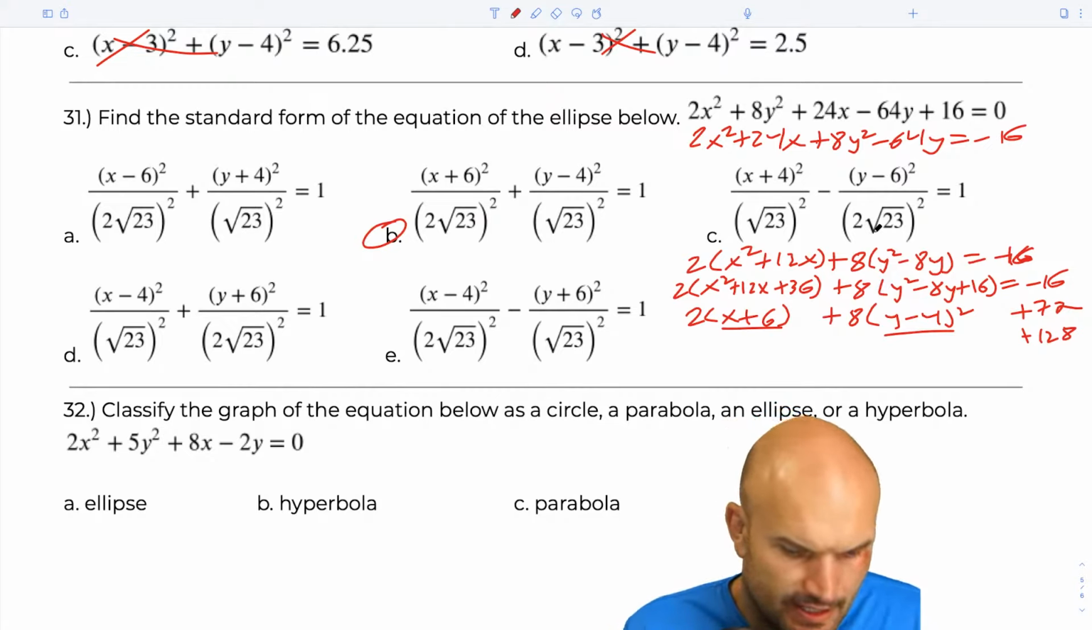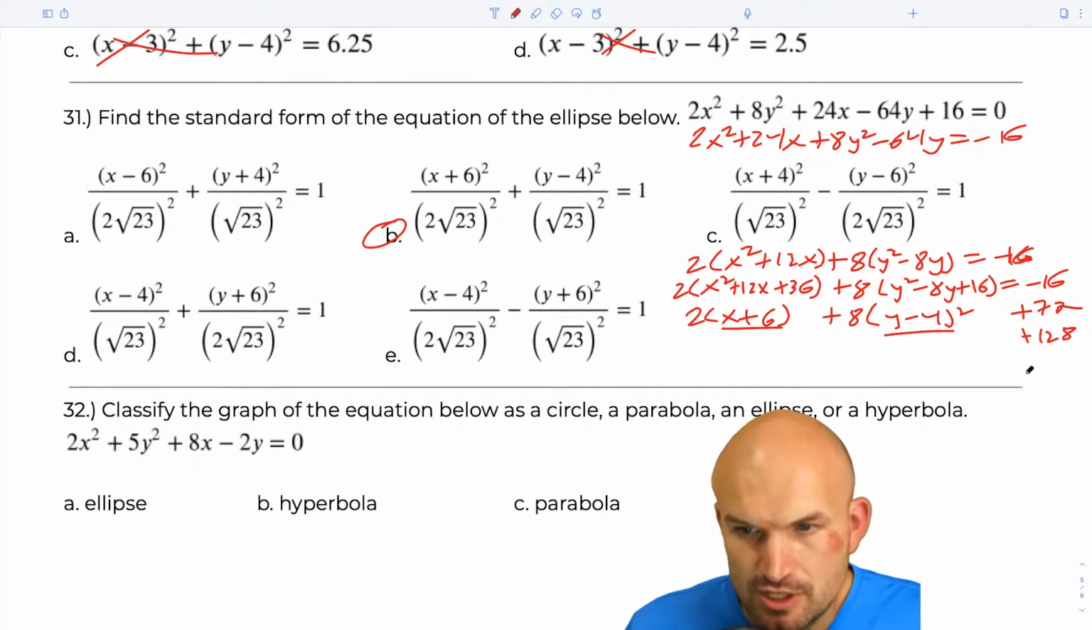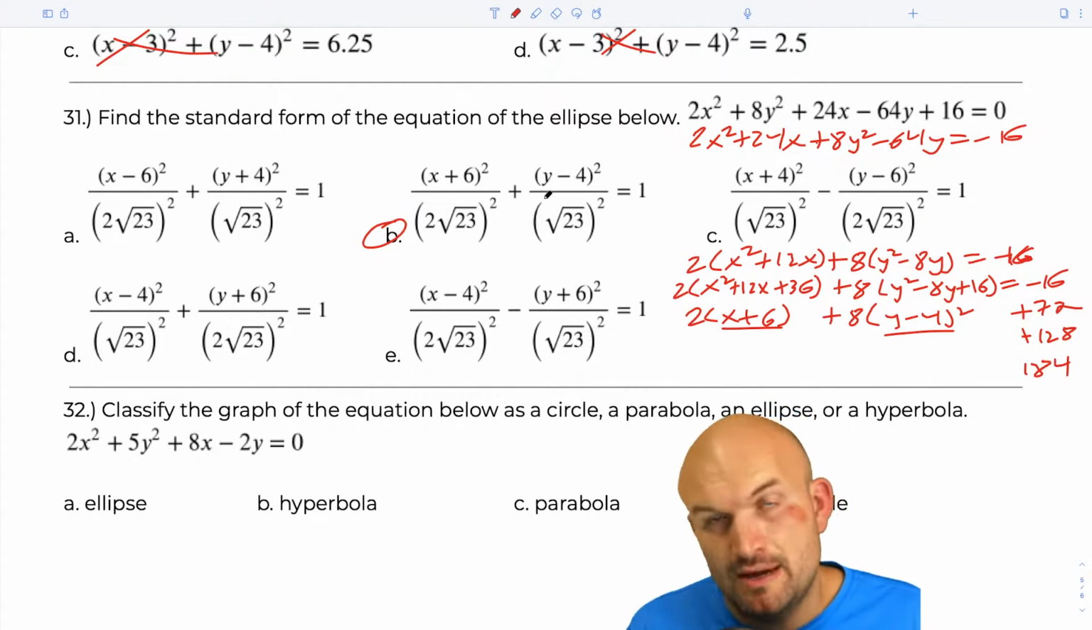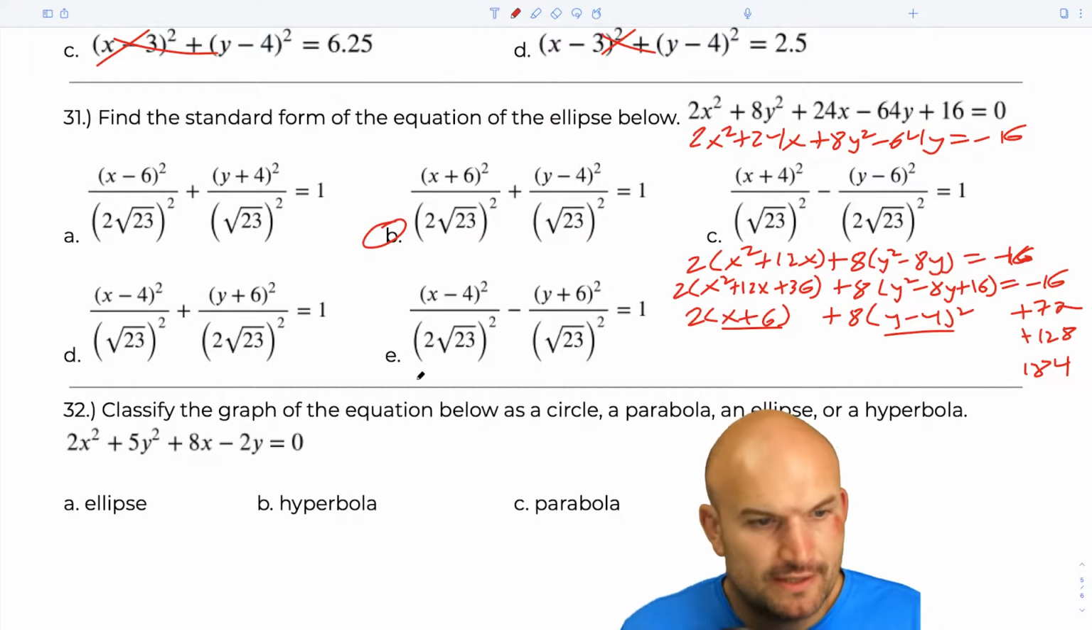All right, and then 8 over 184. Yeah, okay, it was right. So that equals 184. And then when you go ahead and divide, you get square root of 23, and that would work. Okay, cool. That does work.